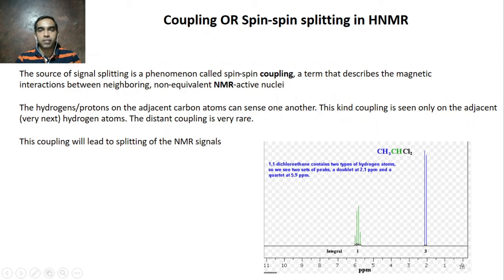Then there is something called coupling, or spin splitting, in proton NMR. If we cannot understand it at BSc level, hopefully in MSc, where this is an elaborated study, you will surely be able to understand.